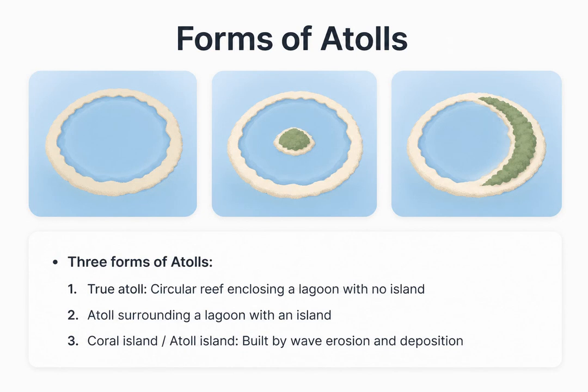Atolls can present themselves in three distinct forms. The first is a true atoll, which is just a circular reef enclosing a lagoon. The second is an atoll that still has a small remnant of an island within its lagoon. The third is a coral, or atoll island, where wave action has deposited enough sand and debris on top of the reef ring to form dry land crowns.